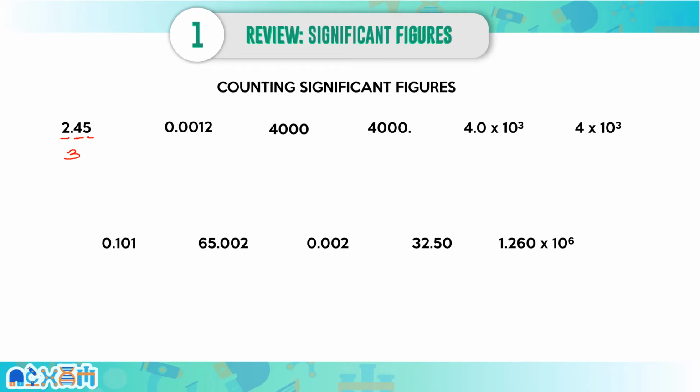Next one, we have 0.0012. We have here 0 for cosmetic purposes, and we have leading zeros, which means these 3 zeros here are all not significant, which means we're going to only have 1, 2 significant figures. The answer here would be 2. Next one, we have here 4,000.